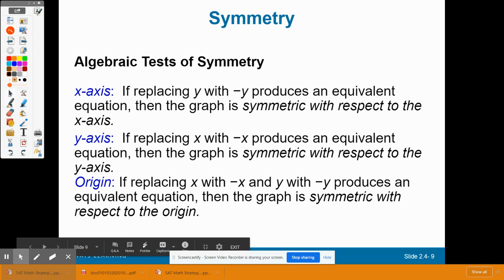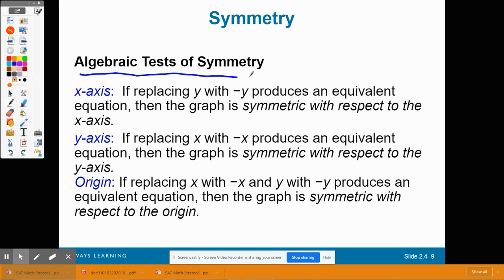Okay, so we're going to test the symmetry. How do you test the symmetry? Well, you would have to check every single point on a graph, and you can't check all the points on a graph. So what we do is we use the equation to test all the points at once. If it's x-axis symmetry, you're going to replace y with negative y, and if you get the same thing, then you have x-axis symmetry.